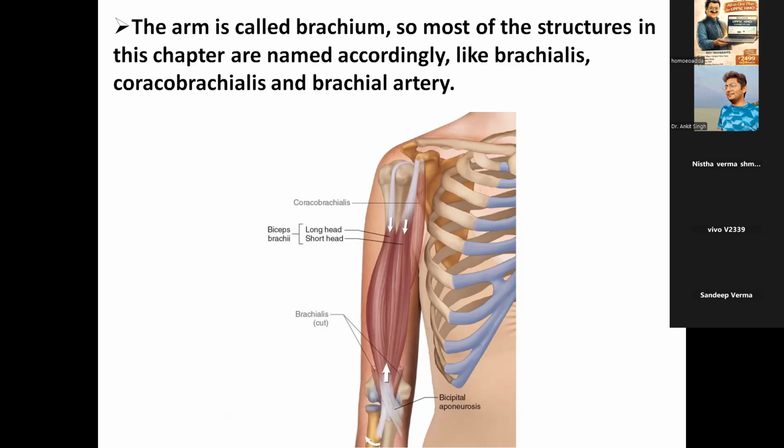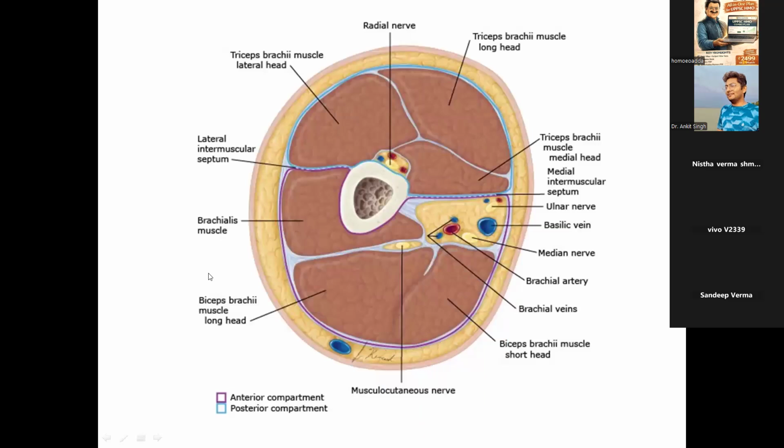Anyone? Which artery comes down and is called the brachial artery? Axillary, correct. Right? So axillary artery comes downward and then it is called as a brachial artery. Brachial artery will further terminate into the radial and the ulnar artery. Right? Okay. So we have divided the whole of arm into two parts, flexor compartment and the extensor compartment.